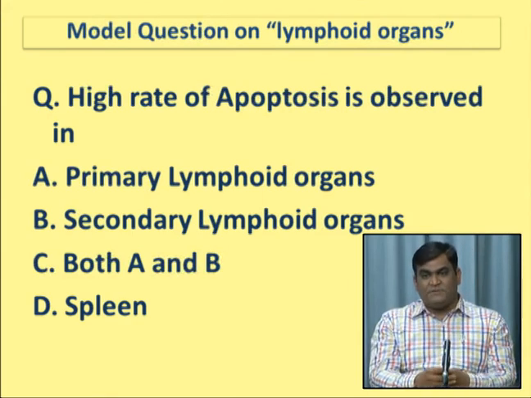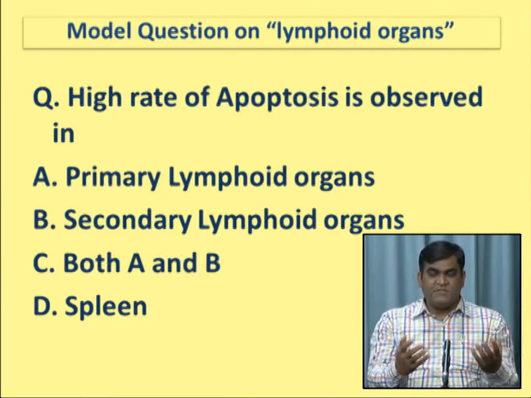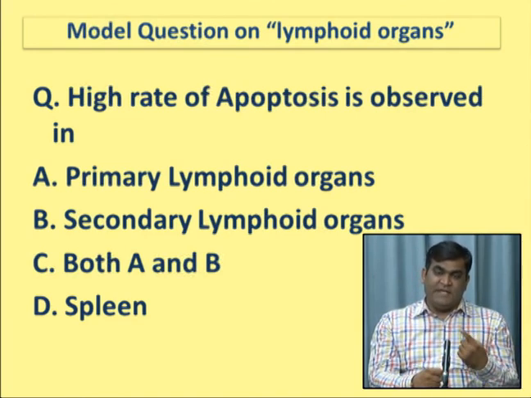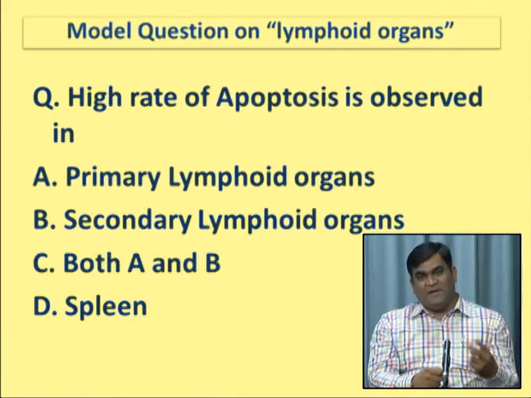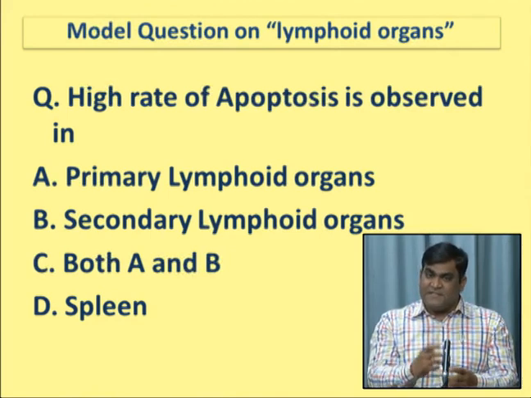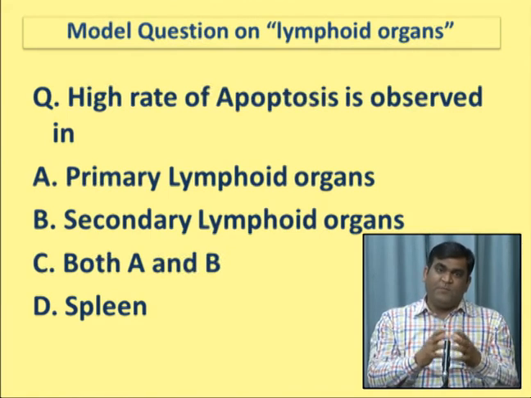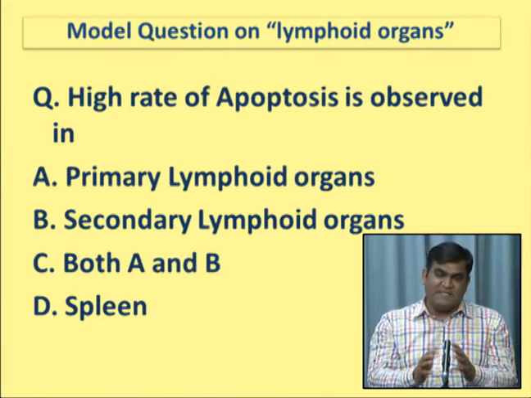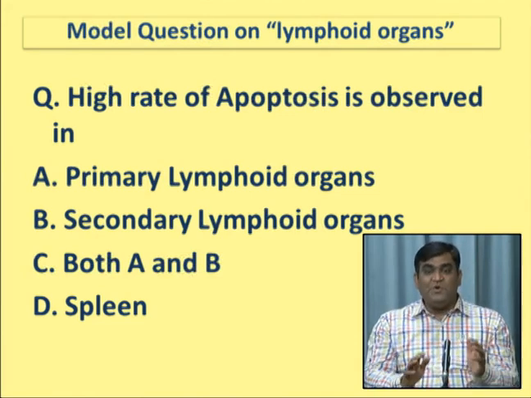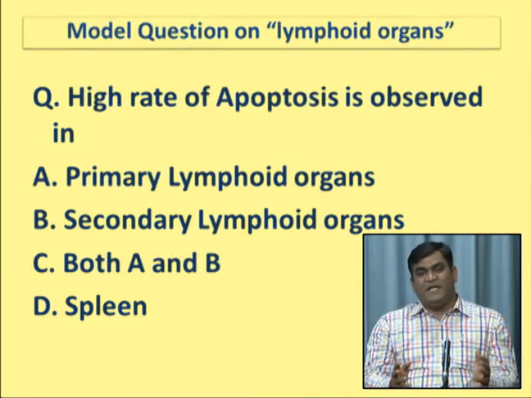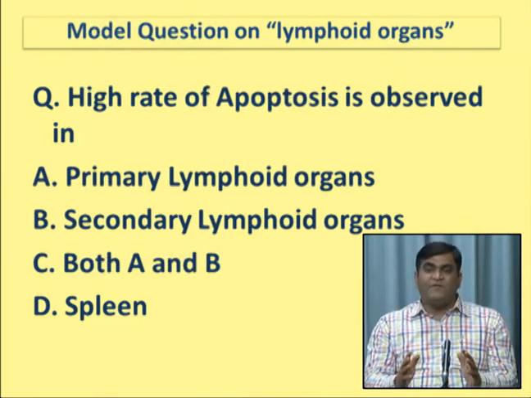For mammals or human beings, there are two primary lymphoid organs: bone marrow, that is for the development of B lymphocytes, and thymus, that is for the development of T lymphocytes. Now what happens, interestingly, if you see within the bone marrow or the thymus, more than 90 to 95% of the cells die. They do not come out as mature antigen specific lymphocytes. They undergo apoptosis. There are a variety of reasons for it.